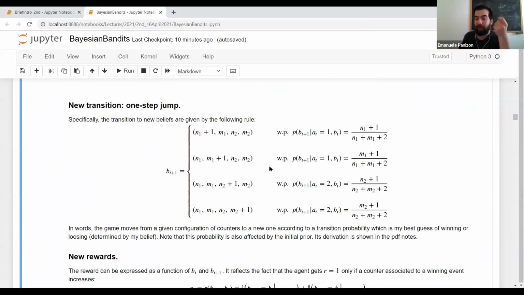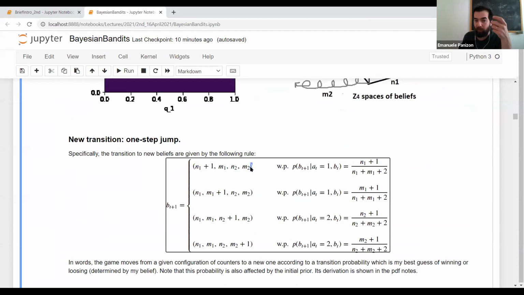So let us imagine that we are in a state of belief given by 4 numbers with pseudo counting N1, M1, N2, M2. Then let us assume we do an action. If I do action 1, I can have 2 outcomes: success or fail. What is the probability of having a success if I am in a belief state N1, M1, N2, M2, and I do action 1?